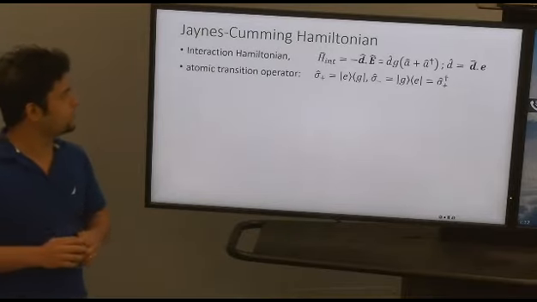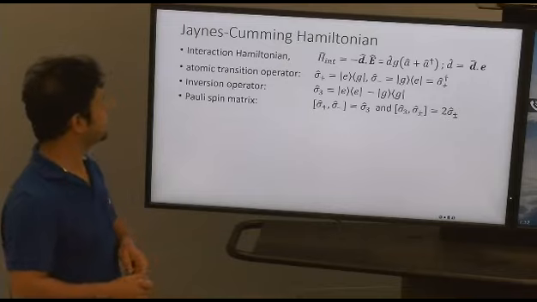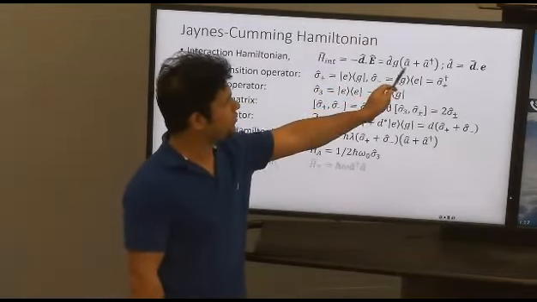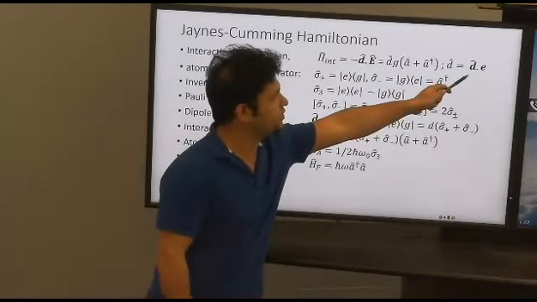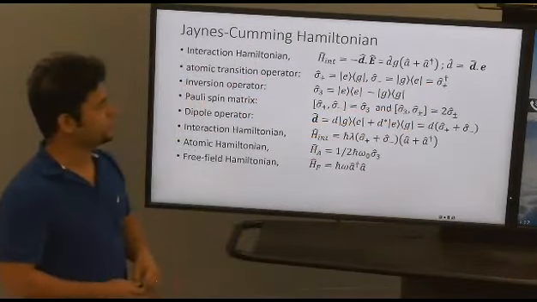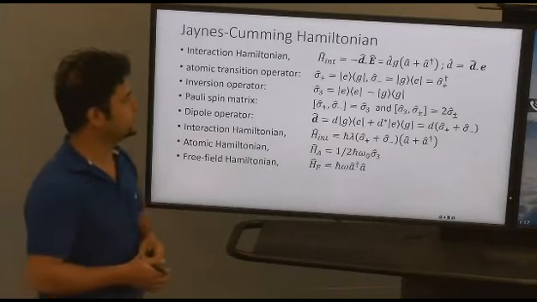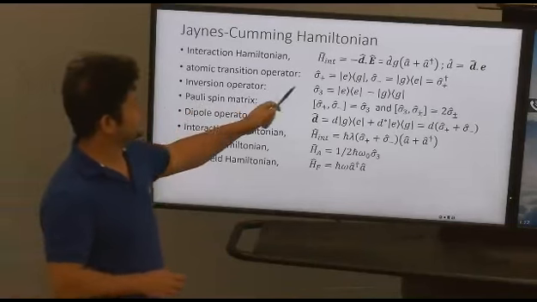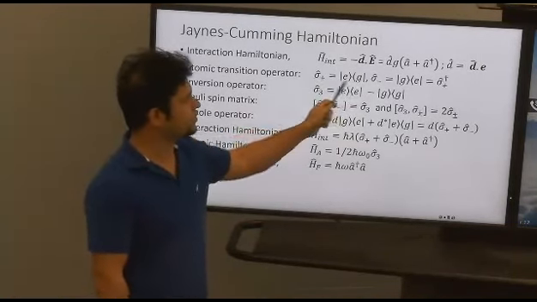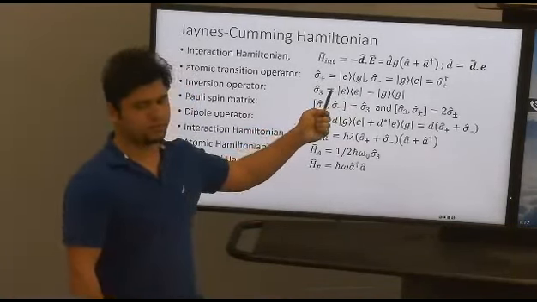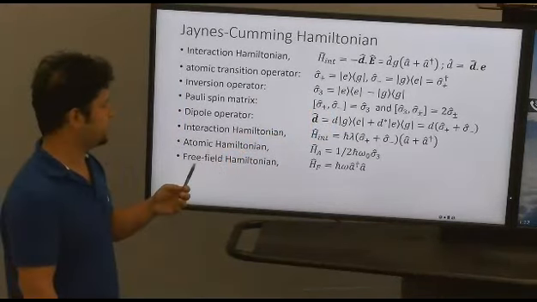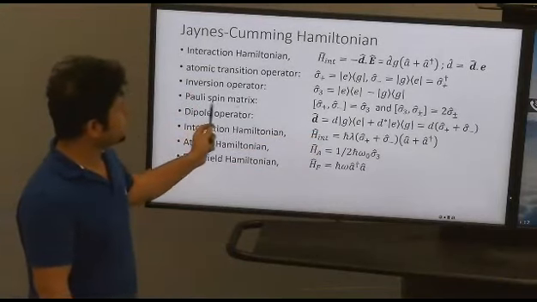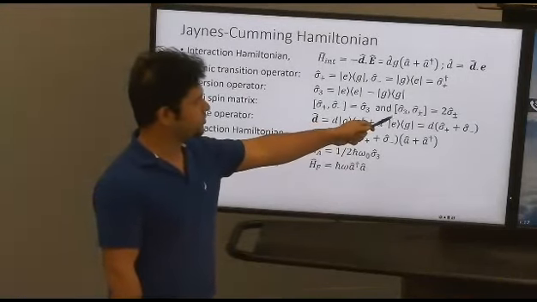So now, if we want to make a Hamiltonian for this system, the interaction Hamiltonian is first defined by this term, where D is the dipole and E gives the direction of the dipole. The atomic transition operator is given by this one, which can be compared with the Pauli spin matrix. You can compare these two.